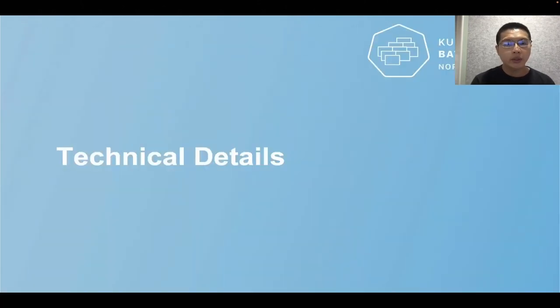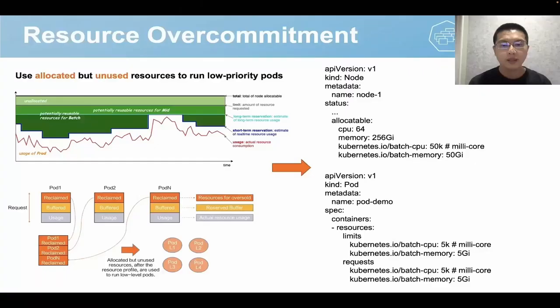Okay, next I will share with you some technical details inside the Koordinator, how the Koordinator overcommits resources, and how to ensure the runtime quality of the pod. When users use Kubernetes, it's difficult to accurately evaluate the resource usage of applications, and they don't know how to better set the request and limit of pods. Therefore, in order to ensure the stability of the applications, larger resource specifications are offset.